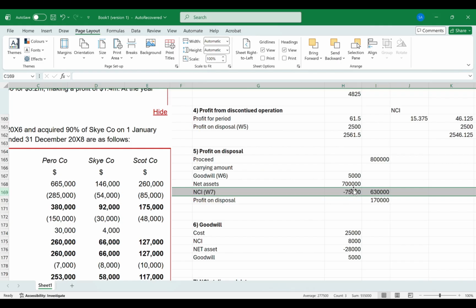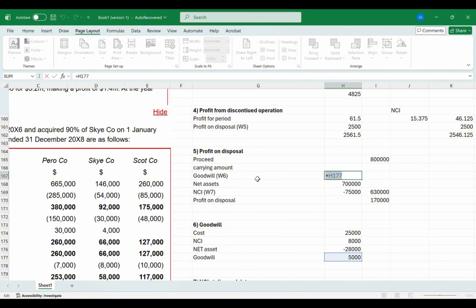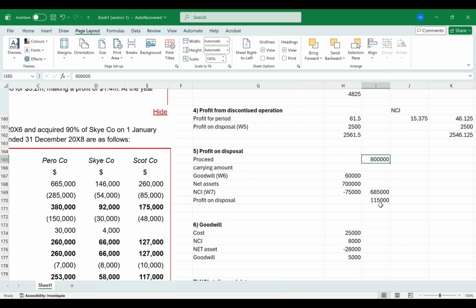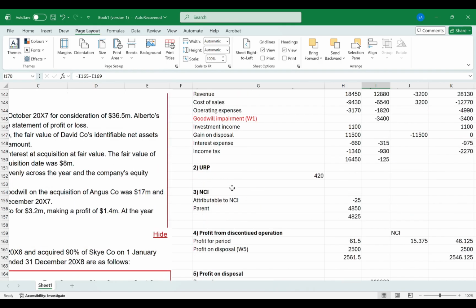And then goodwill. So goodwill they told is 100 minus 40% impairment. So goodwill is 60,000. So 685. When you deduct this from here, this is your profit on disposal, 150. And then profit that goes to NCI. This working.